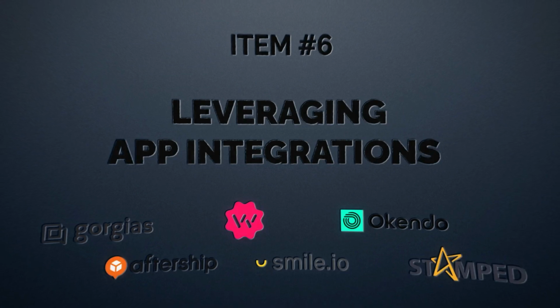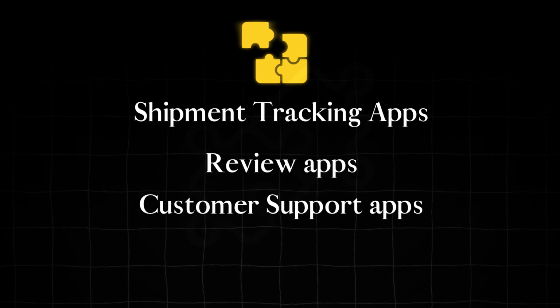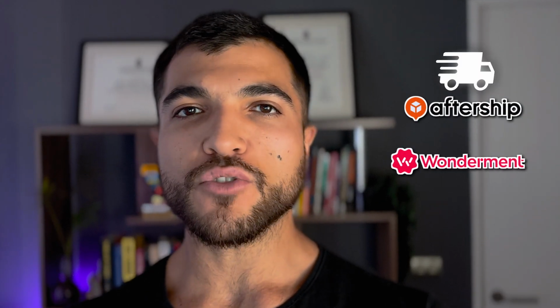Moving on to item 6, and that is leveraging app integrations. Klaviyo integrates with most likely every single big app you're using right now. And this is like adding extra toppings to the pizza, extra revenue here, extra data there. And you can use this data to create unique flows, campaigns, and segments, and make emails more engaging. So a few of the most common app integrations we use here are shipment tracking apps, review apps, customer support apps, and loyalty programs.